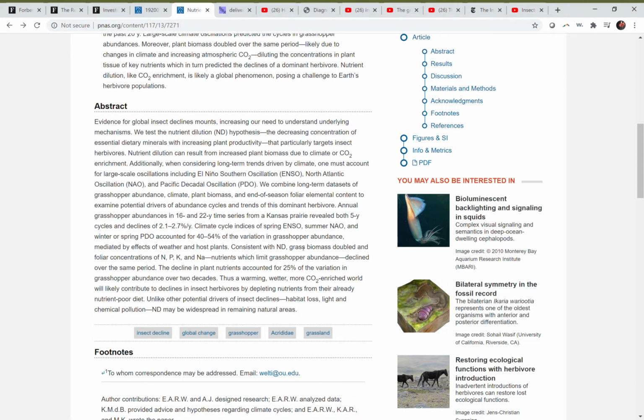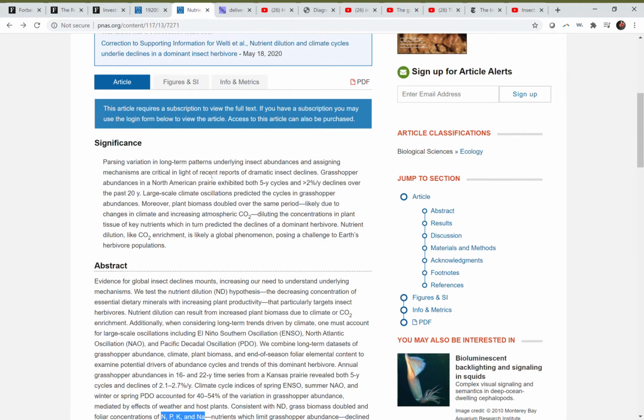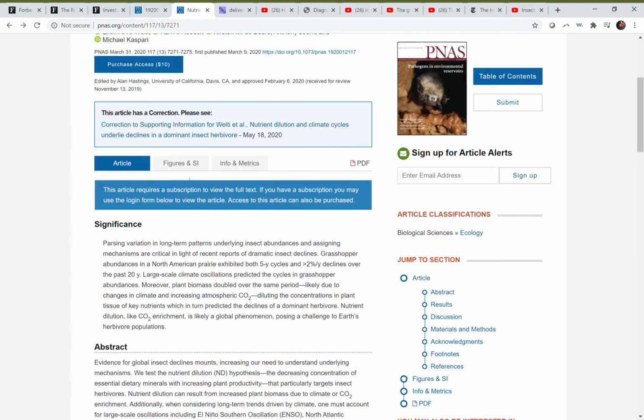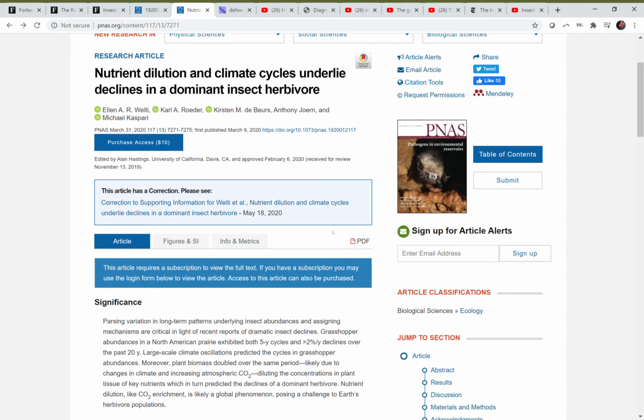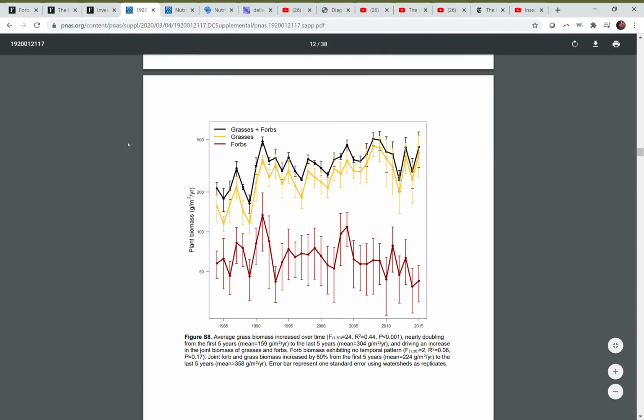They found that grass biomass doubled, but foliar concentrations of nitrogen, phosphorus, potassium, and sodium in these grasses decreased over the same period, and this decrease accounted for 25% of the variation in grasshopper abundance over 20 years. So this is pretty major, pretty important. They explore this a little bit more. I'm not going to go into the article itself. You do need a subscription to the journal in order to access it, of course. But if you go into the supplementary information, there's some good information here.